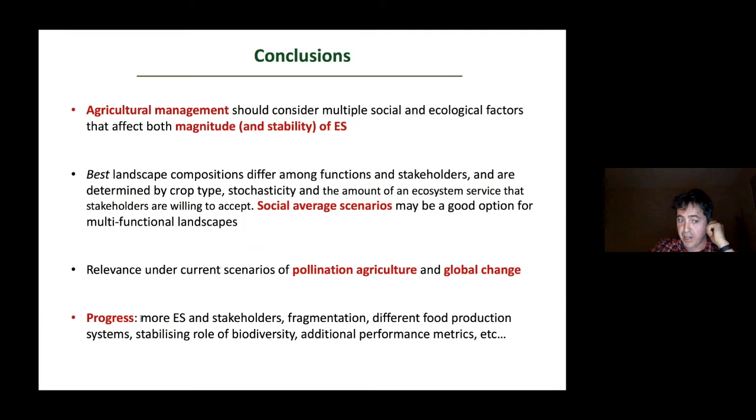It's a simplification of reality. We could add much more realism by including more ecosystem services, more stakeholders, including the effects of fragmentation of semi-natural habitat, not only landscape composition on the provision of ecosystem services. We could use different food production systems, like organic farming. We could look at the stabilizing role of biodiversity, which would have effects, especially on the scenario of increasing environmental stochasticity. We could look at different output or performance metrics, not just best landscape compositions. For example, we could look at what is the optimal amount of chemical input or things like that.